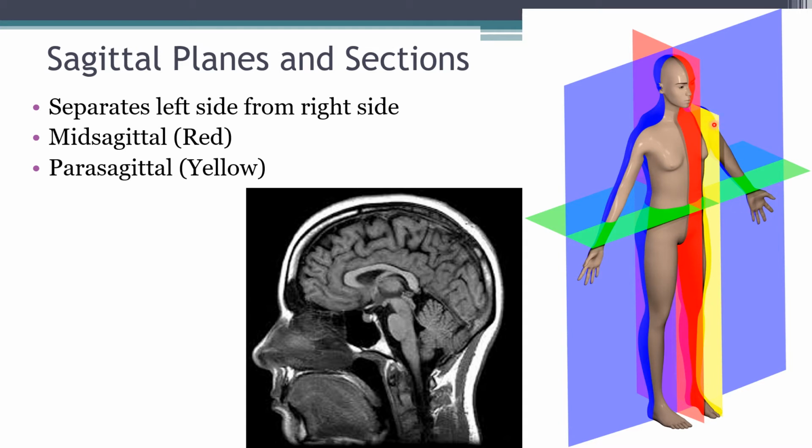Now, you can also have sagittal planes like the yellow one, where it still separates right and left, but it's not perfectly down the middle. It's off to the side a bit. These are called parasagittal planes, like the one you see in yellow. They're called parasagittal because these planes are always going to be parallel to the mid-sagittal plane. Parallel, parasagittal, that's why it has para at the beginning.